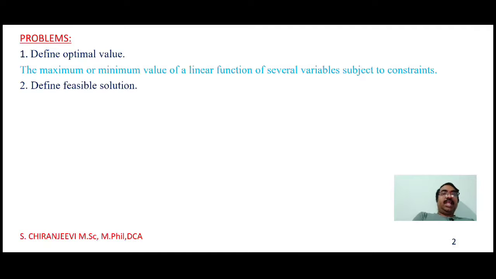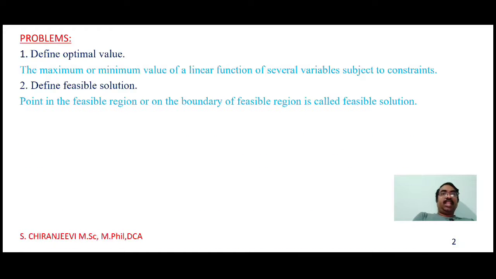Second one, define feasible solution. A point in the feasible region or on the boundary of the feasible region is called a feasible solution. See here, the point on the region or on the boundary of the feasible region is called a feasible solution.